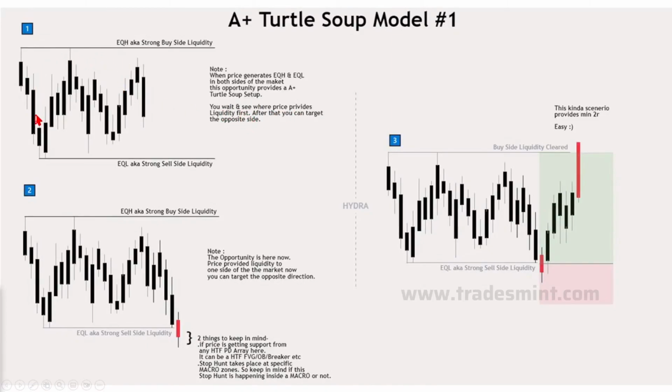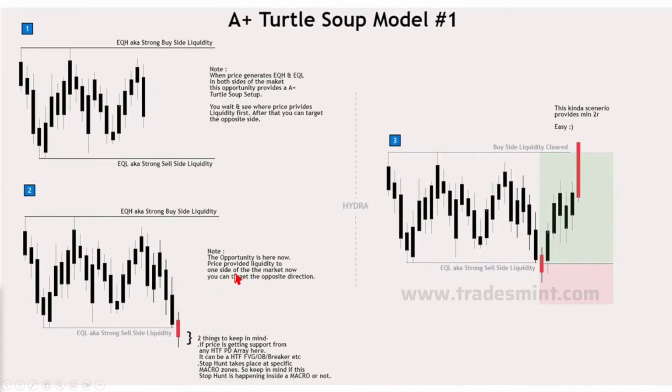We are not looking for any trade inside here. When price is consolidating, we are not doing anything. We don't care what price is doing. We will only outline relative equal highs and lows, and then we will wait for price to go in either one direction first. We don't know in which direction price will go, and it doesn't matter. You don't have to know. You will wait for price to show its hand, and once price delivers one side's liquidity, you will target the other direction. As you can see in the second picture, the opportunity is here now.